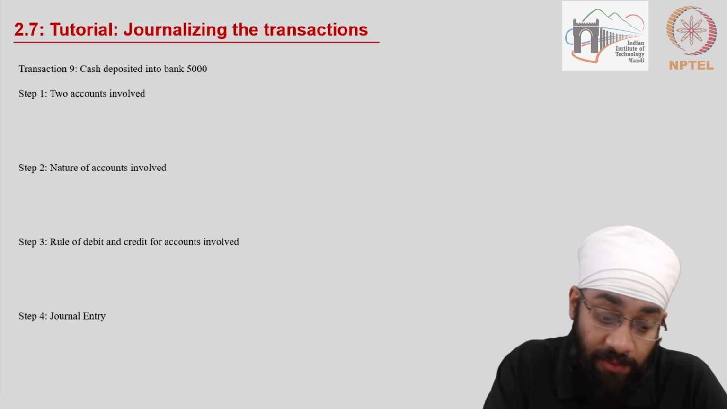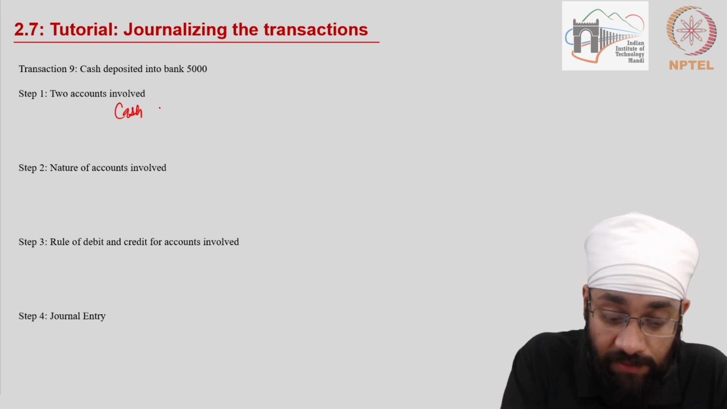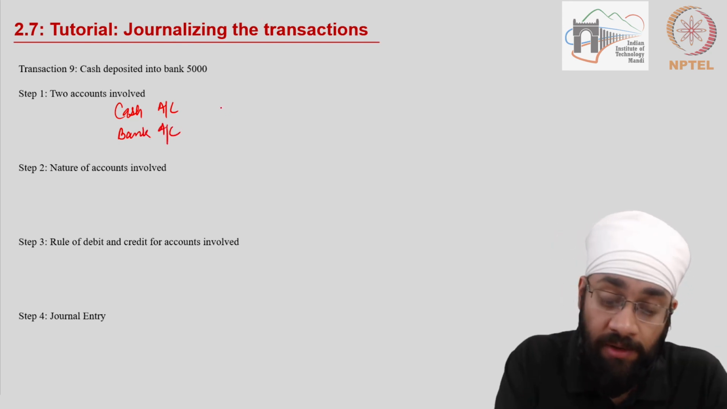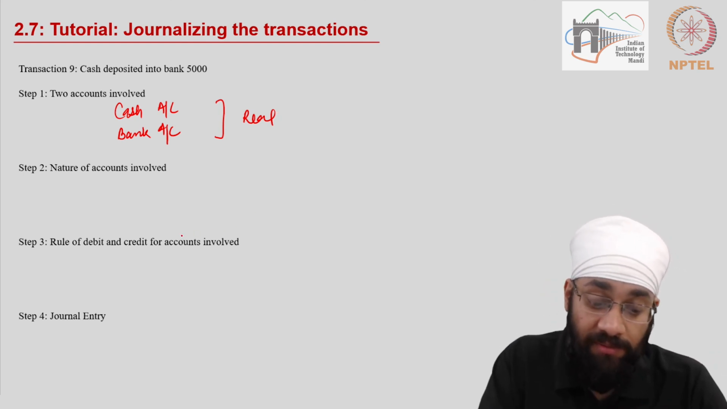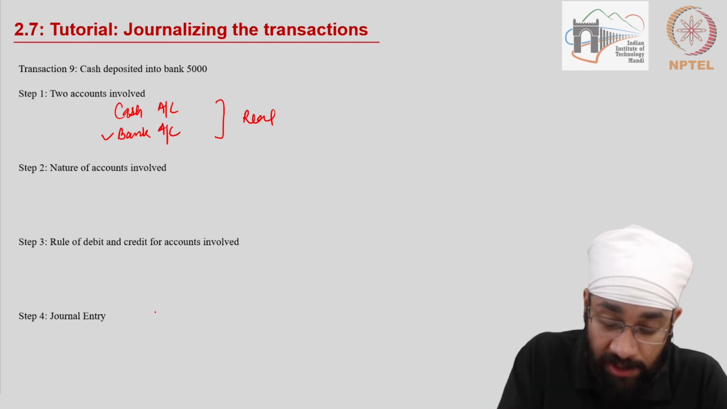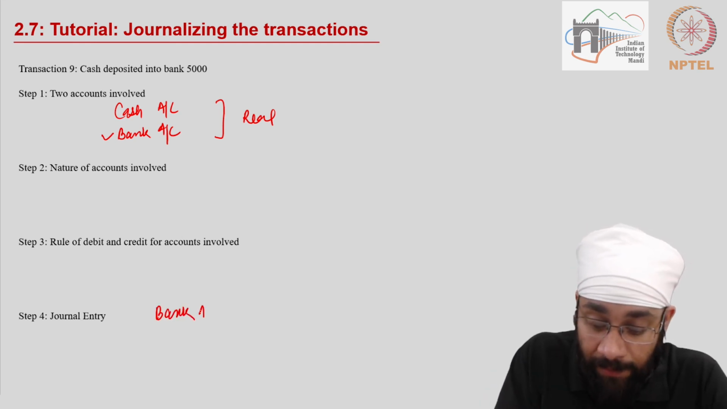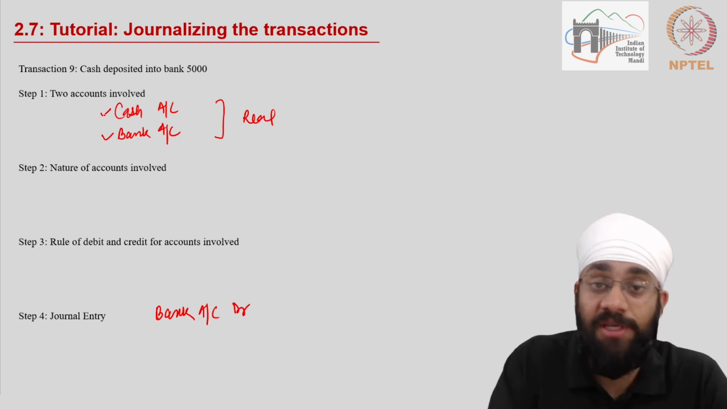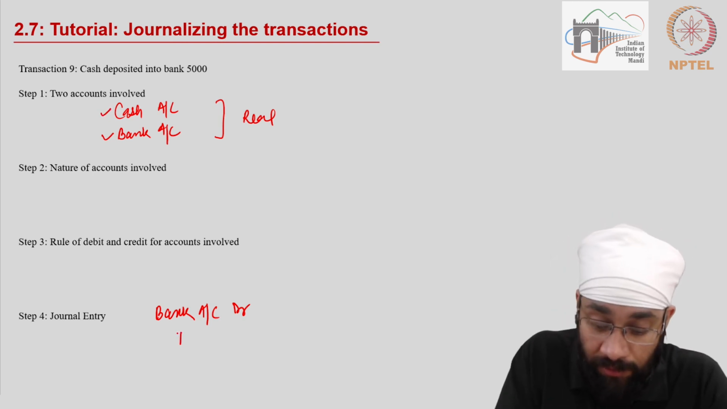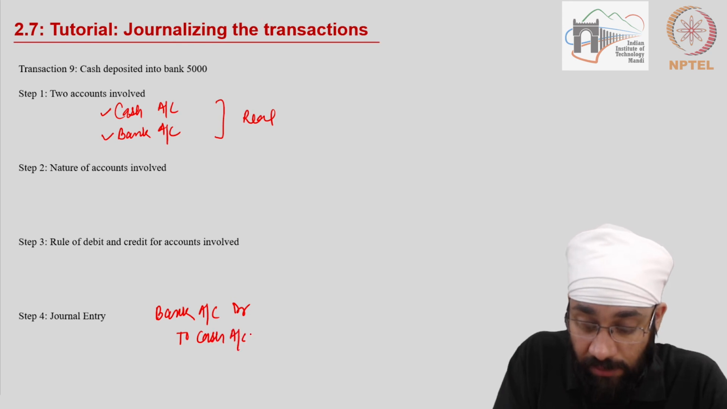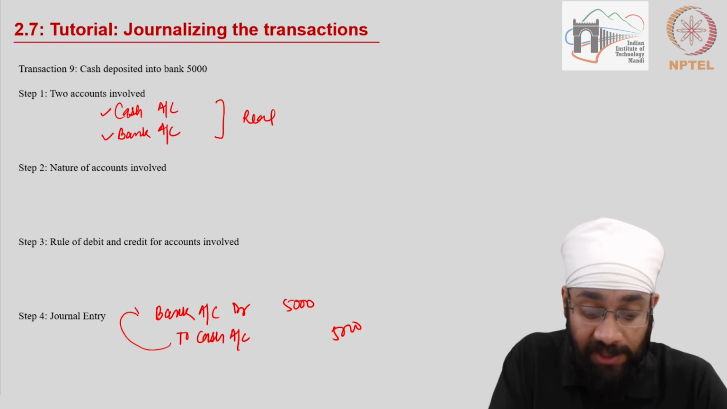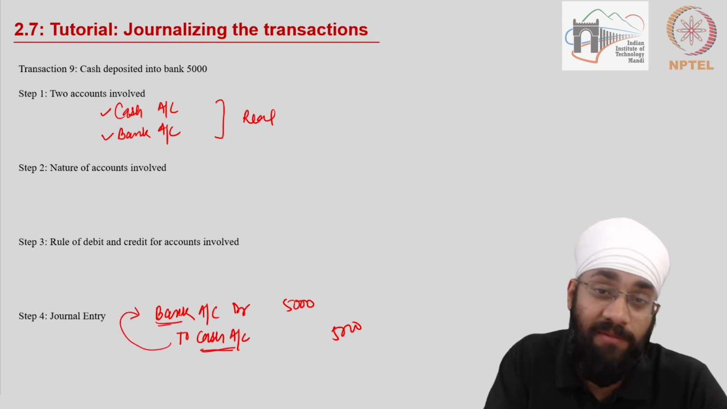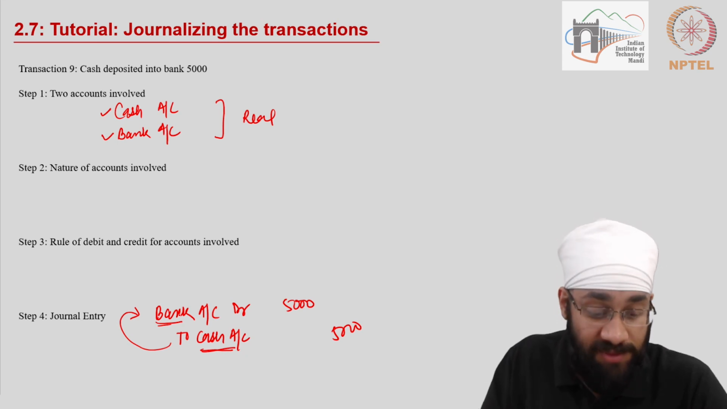Cash deposited into bank. Now, cash account is involved and bank account is involved. Both are real accounts because both are assets. So what is coming in, what is going out? Well, you are depositing into bank. So bank account goes up, bank account debit, and you're depositing cash, so your cash in hand will go down, cash account credit. That's it. This was pretty straightforward. All you are doing is converting one asset into other. This is going out, this is coming in. Effectively, cash remains in the business only.